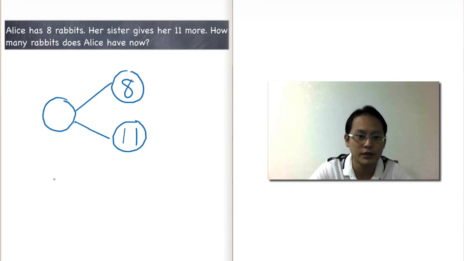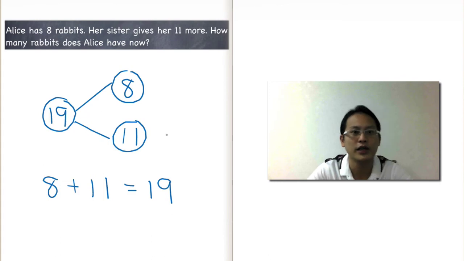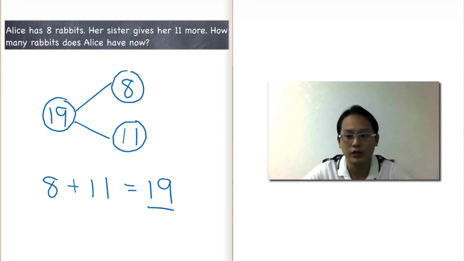To write the number sentence, we have 8 plus 11, which will give you 19. And then we will know that the whole here is 19. So altogether, Alice has 19 rabbits now, because one part is 11, one part is 8. 11 plus 8 will give you 19. So 19 is your answer. Let's try another question which is a little bit different.